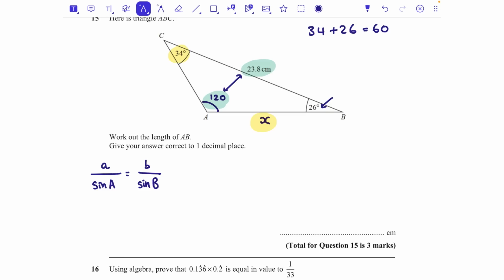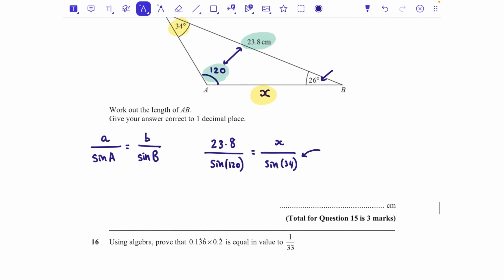So let's say 23.8 over sine 120 equals X, that's our missing side in yellow, over sine 34. Now, if you want to know what X is, at the minute it's being divided by sine 34, so we want to get rid of that by multiplying both sides of the equation by sine 34.